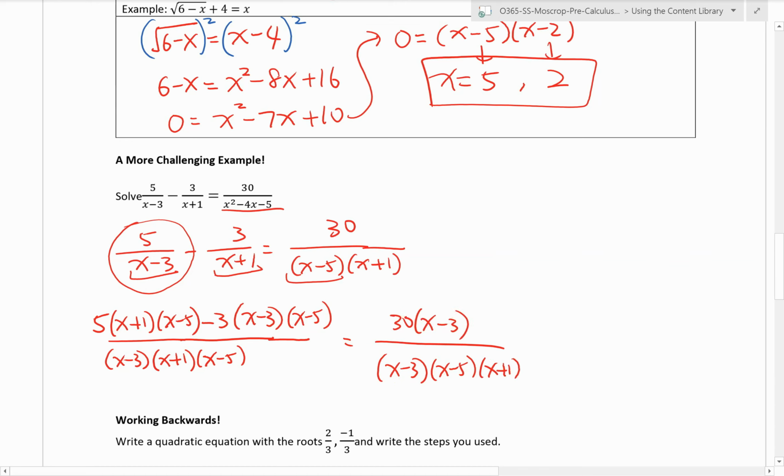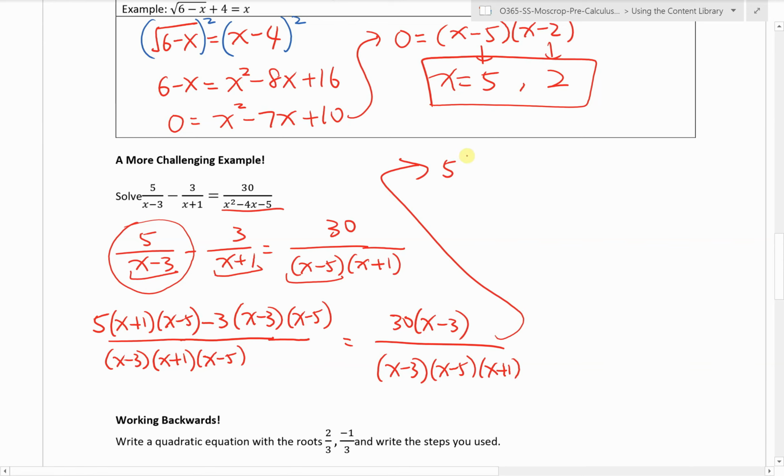So now we have the same denominator on both sides. Once you have that done, the denominator does not matter anymore. Well, they do kind of, but we'll get to that in a bit. So from here we can kind of just forget about the denominator. So I'm going to expand the numerators.